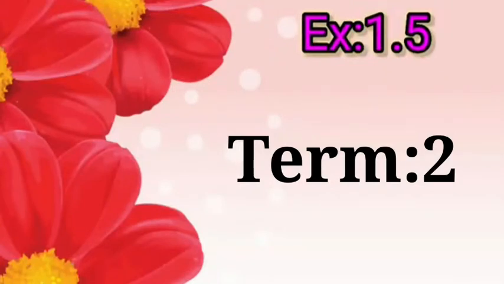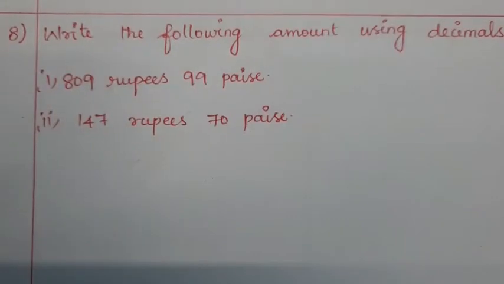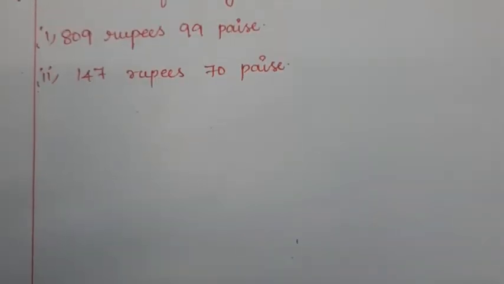Today we are going to learn exercise number 1.5 in chapter 1, term 2. Question number 8. Write the following amount using decimals. Subdivision 1, 809 rupees 99 paise. Let us see the answer for the first subdivision. 809 rupees 99 paise.